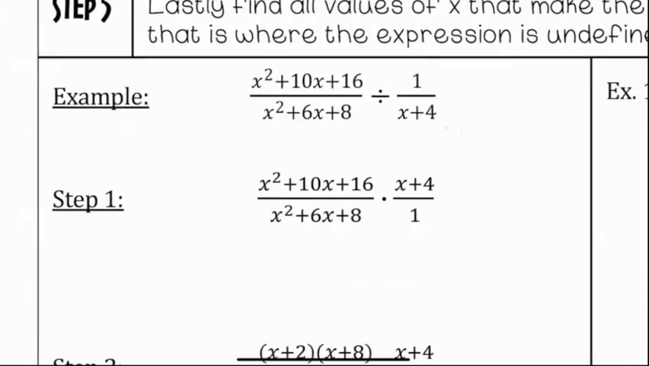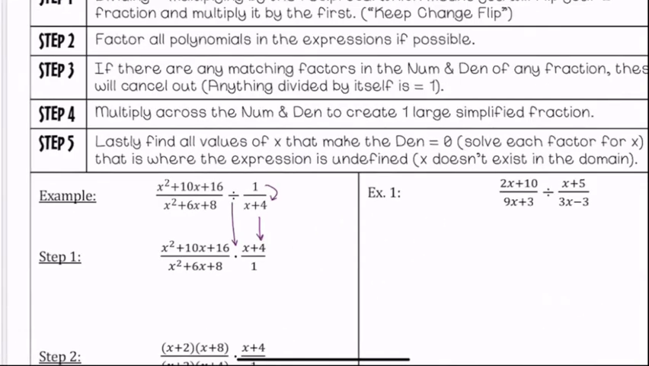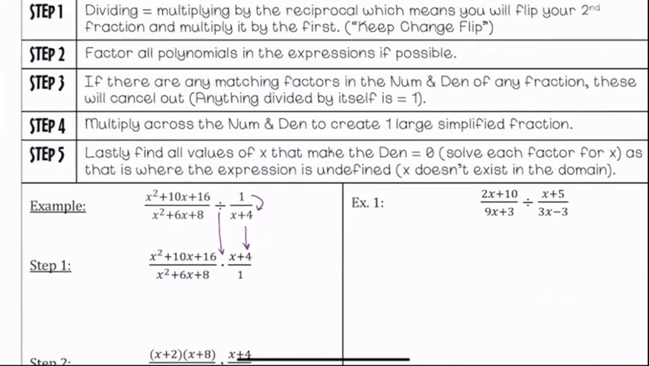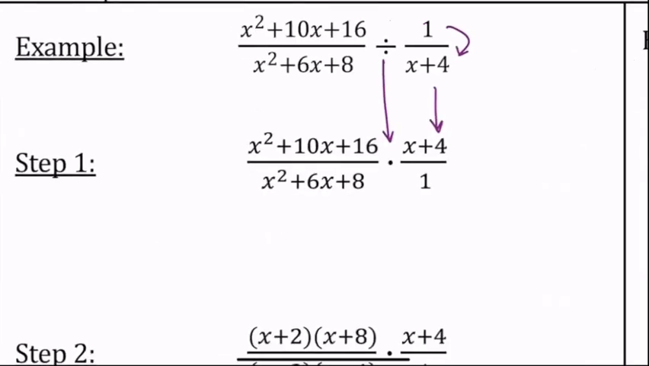So here's our typed example here. See, we kept the first one the same. We changed division to multiply, and then we flipped this over, and that's how we got to that one. Good. Step 2, factor all polynomials in the expression if possible.